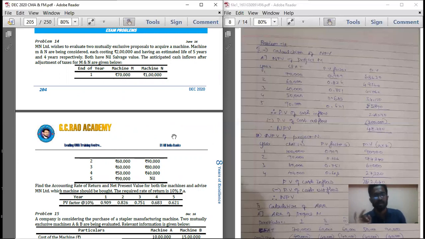ARR means accounting rate of return. What is the formula for ARR? ARR is equal to average PAT divided by investment into 100. Here we know what CFAT is. From the CFAT, if you deduct depreciation, you will get PAT. Now, reverse working. Normally in previous sums, we calculated PAT, that is profit after tax, and on that, if we add depreciation, you get CFAT. Here they have clearly mentioned that they have given CFAT. So from the CFAT, if you deduct the depreciation, you will get PAT. So average of PAT.